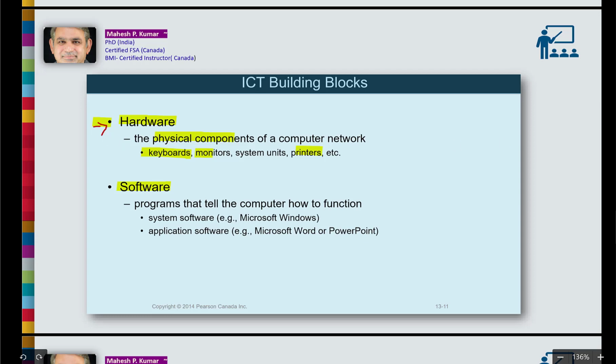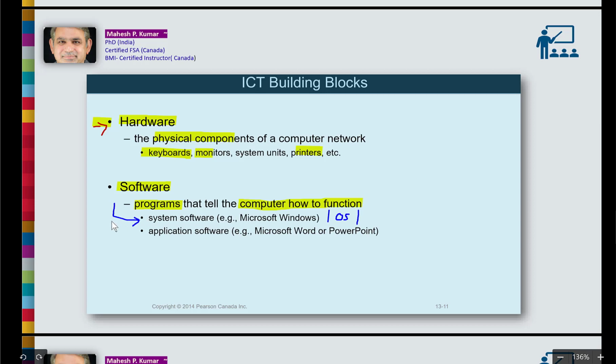But then there is a software part, right? The software part is about the programs. These programs tell the computer how to function. Broadly speaking, software has been divided into two parts: system software, which we also call OS, operating systems, and an example of that is Microsoft Windows, right? So it is one of the operating systems, and in an Apple or Mac computer you use iOS, which is proprietary software of Apple computers. So this operating system or system software puts life into the machine called a computer.